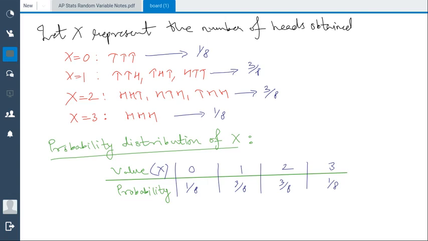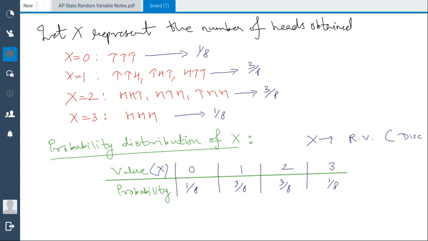This is how we understand a random variable. Here X is a random variable, RV. For this there is a specific term that's called a discrete random variable. Discrete because it has gaps. We are counting it 0, 1, 2, 3. That's why it is discrete. It is not like continuous.